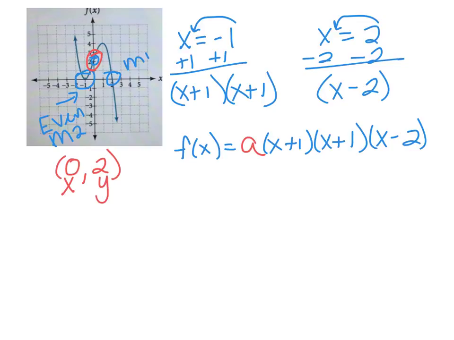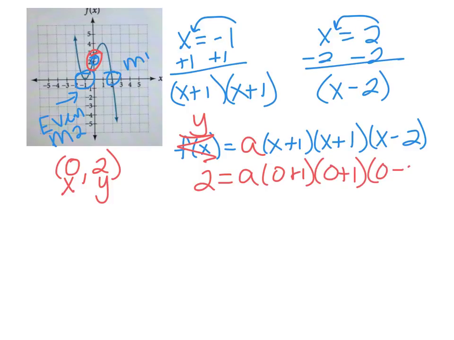There's an x, there's a y. So what I'm going to do is figure out what that a value is going to be by plugging in everything I know about y's and x's. Well, y is 2, x is 0.